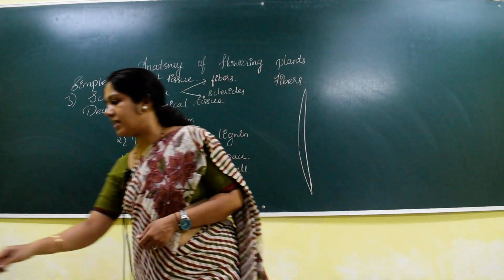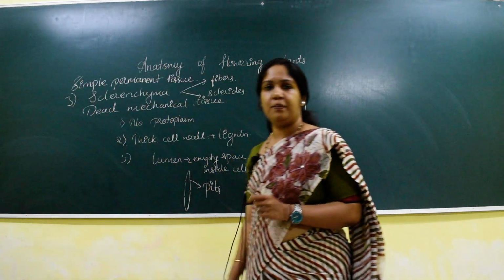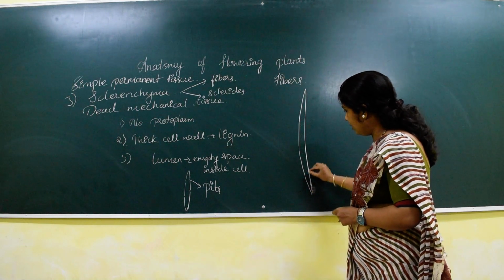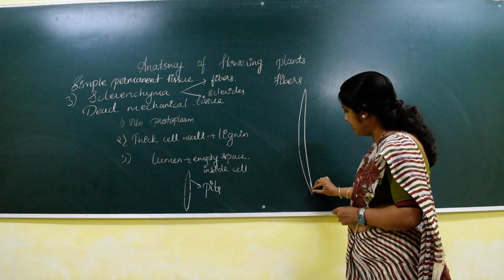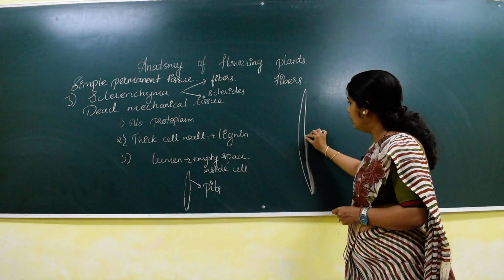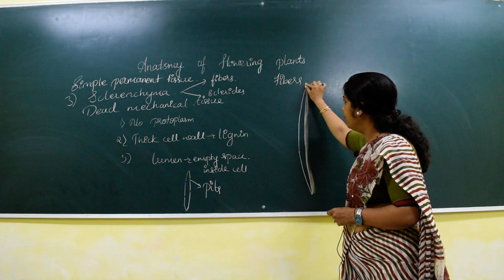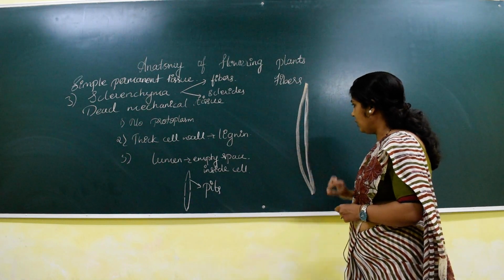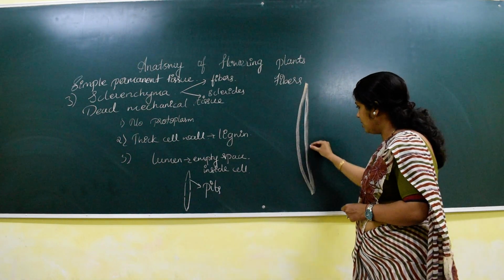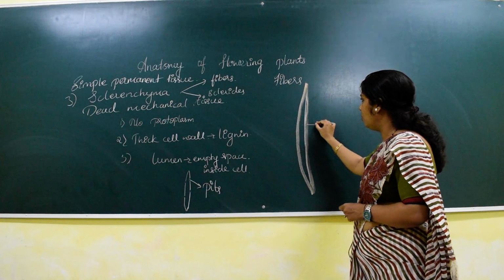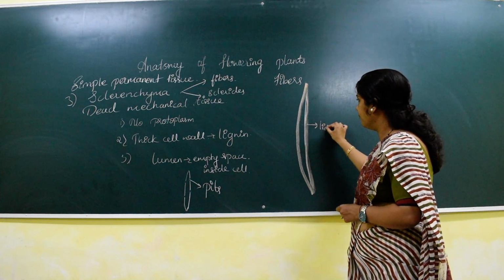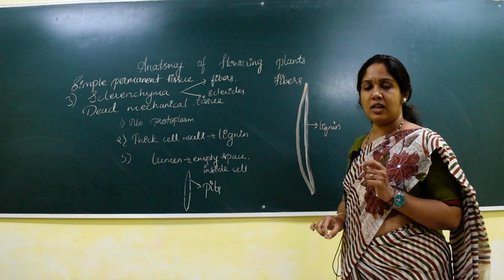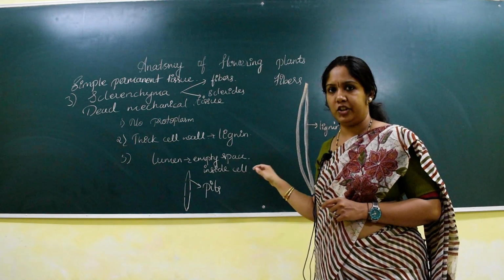So the fibers are elongated cells with tapering ends, and inside the cell there is no protoplasm, it is a dead cell. Hence the empty space inside the cell is called what? It is called lumen. This is a cell wall. The cell wall here is thick due to the deposition of what? Lignin. The process of deposition of lignin in the cell wall is called lignification.